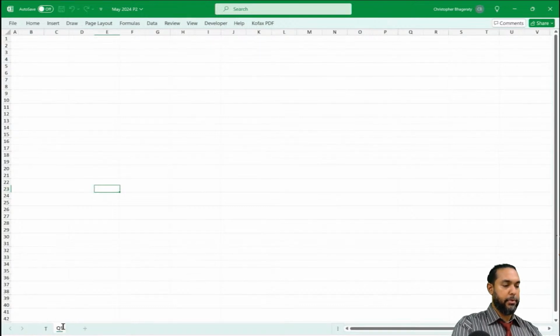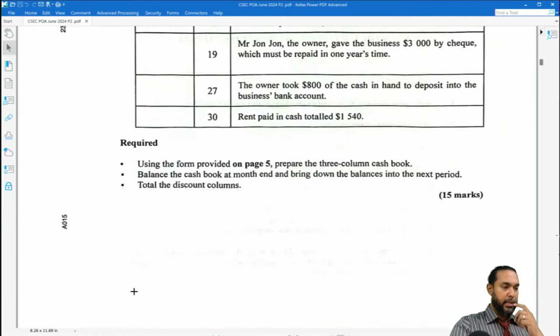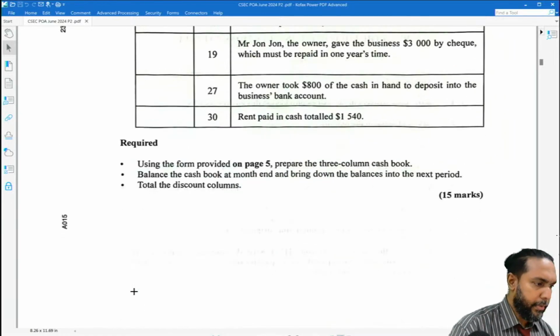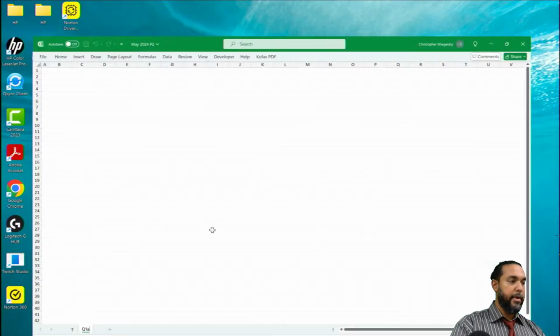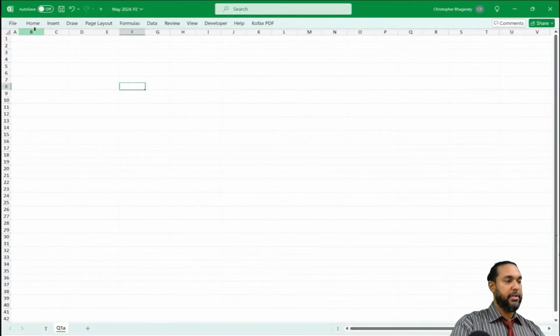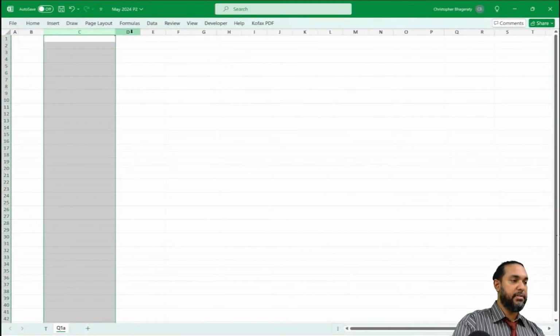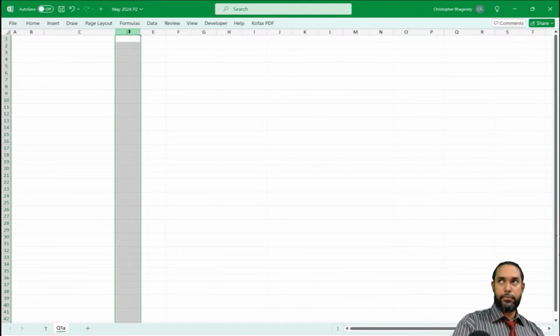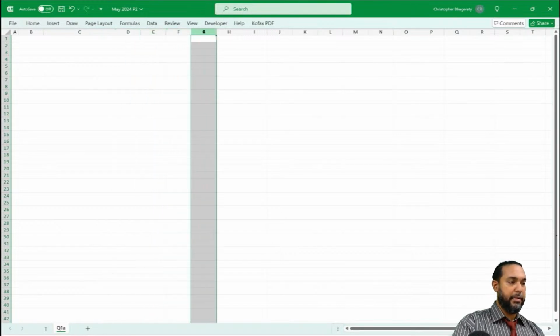All right. So this is on question 1. It's 1A, right? 1 part A. 3 column cash book, balance the cash book at month end, bring the balances down this period. Totally discount. Okay, cool. Right. So we have some stuff going on here. So a cash book, a 3 column. So we need date. We need details. Let's put out a 25 details. And we have discount, cash, bank, and the next side.